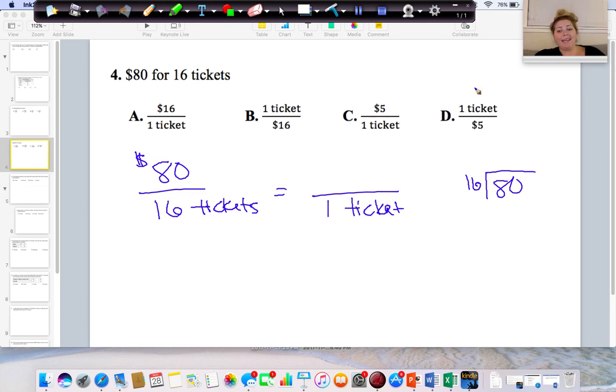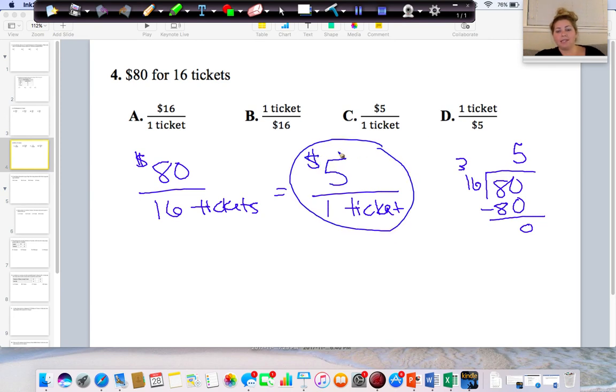16 goes into 80 an exact number of times. It actually goes into it 5 times, I believe. 5 times 6 is 30. Let's double check this. 5 times 1 is 5, plus 3 is 8, and looky here. All right, so our answer is $5 for 1 ticket, which is answer choice C.